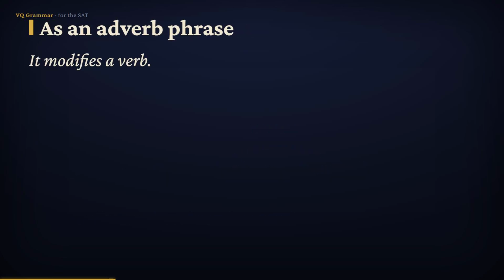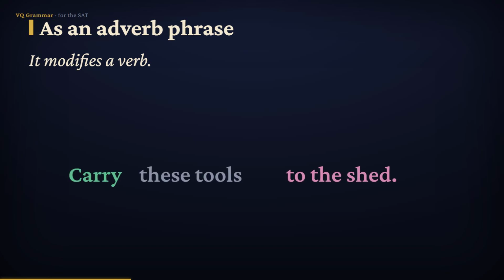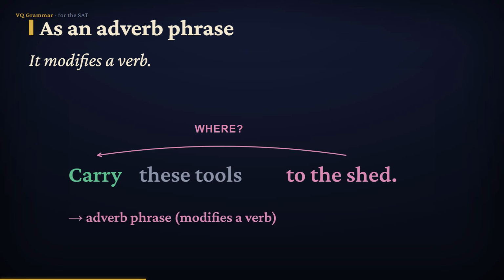Now the adverb phrase. It modifies a verb, an adjective, or another adverb, telling how, when, where, or to what extent. Carry these tools to the shed. The phrase to the shed modifies the verb carry. It tells us where to carry them. So when a prepositional phrase describes a verb, an adjective, or an adverb, it's working as an adverb phrase. The same kind of phrase, just doing a different job.